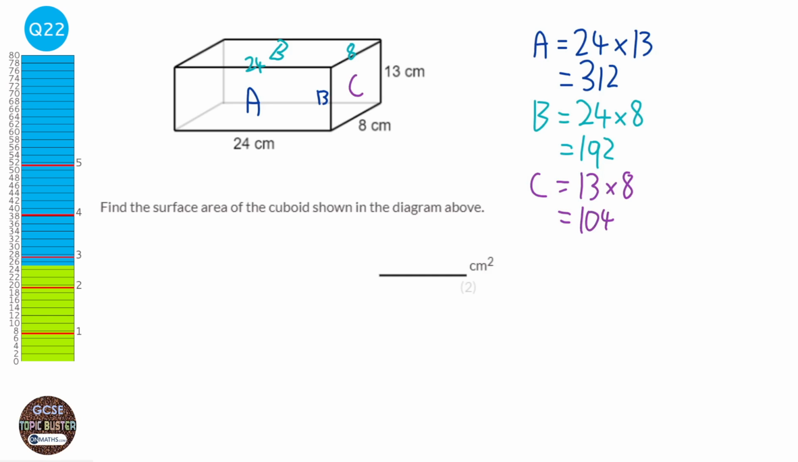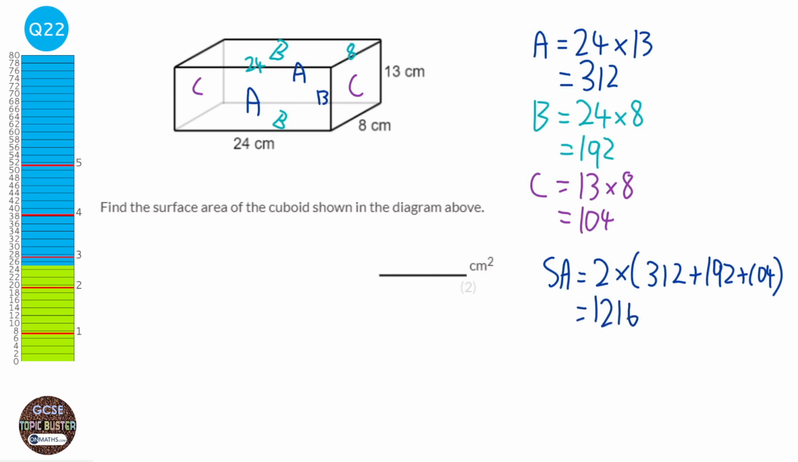Now notice that the faces all have the exact same face on the opposite side. So this one at the back is also A, this one at the side is also C, and the one at the bottom is also B. So what I'm going to do is add up all the areas of the faces and double it. So to work out the surface area, we're going to do 2 times 312 plus 192 plus 104. And that will give me 1,216 centimeters squared, because it's an area.